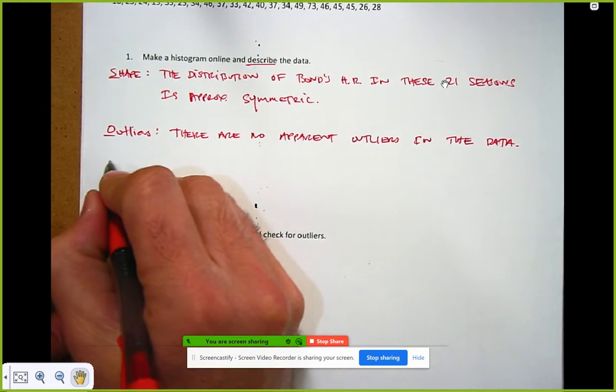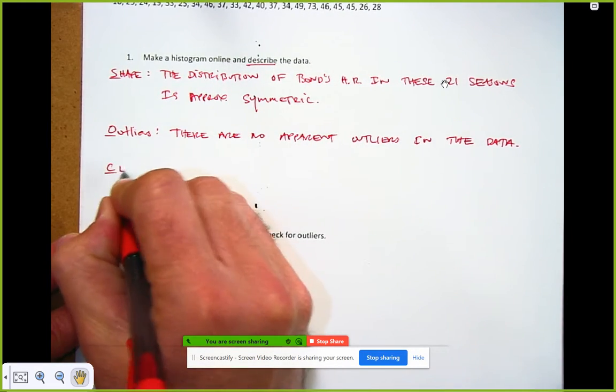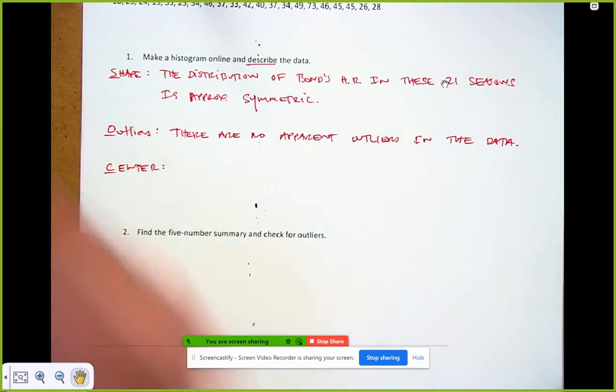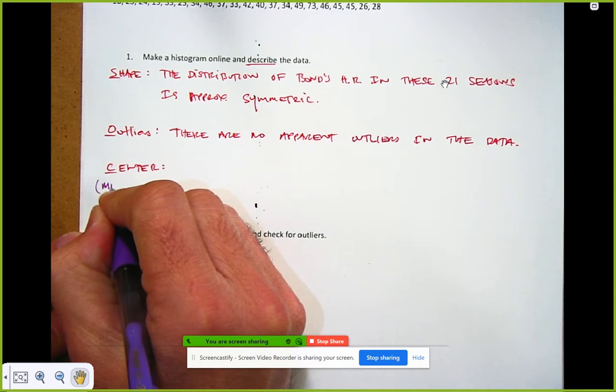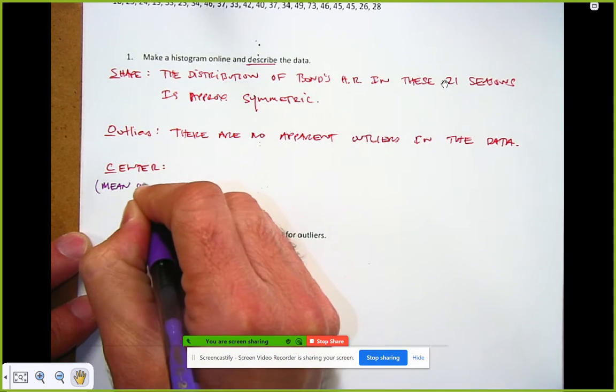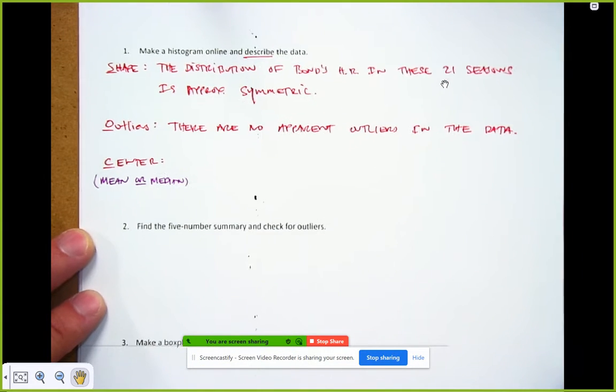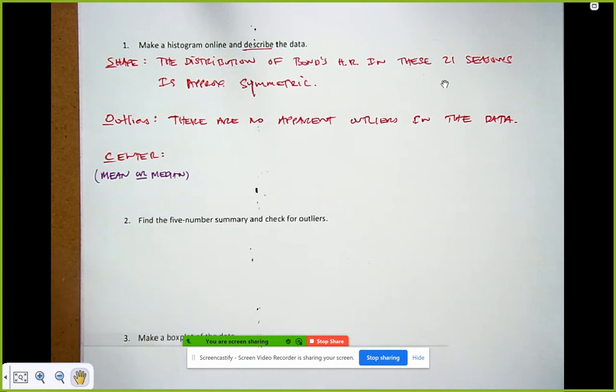Okay, the next one would be a C, which is for center. When you guys talk about center, you want to talk about either the mean or the median. And I don't care, right? Because this is going to be super easy from now on if you're using that website.